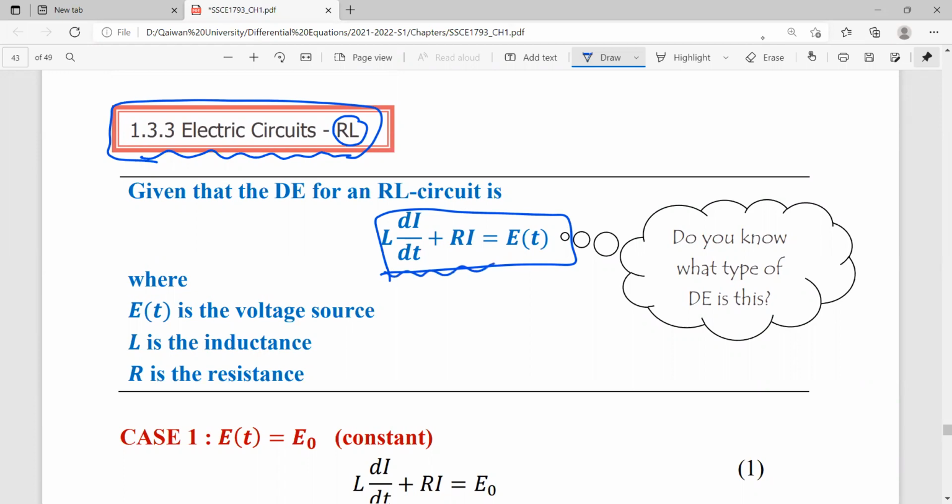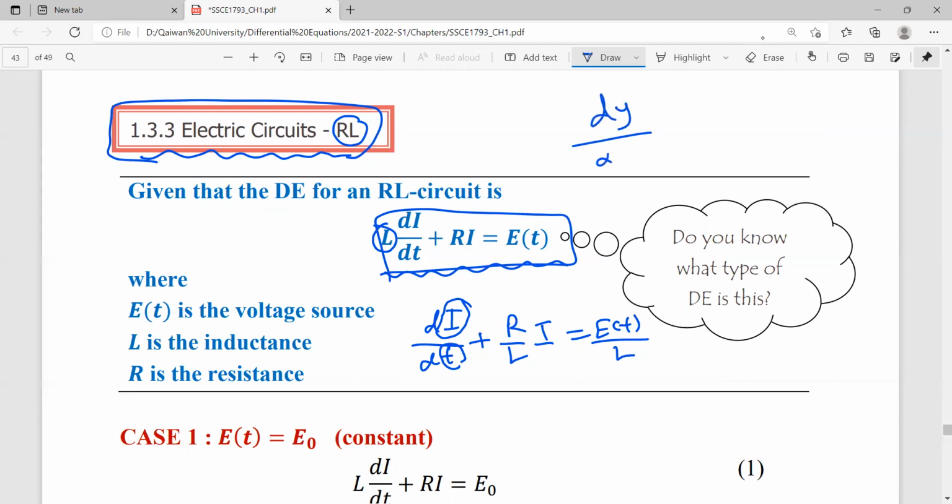What's this differential equation? This is a constant. If we divide both sides by L, what do we get? We get di over dt plus R over L I equals E of t over L. Here, what's the dependent variable and what's the independent variable? The dependent variable is I and the independent variable is t. It's similar to dy by dx plus p of x y equals q of x.